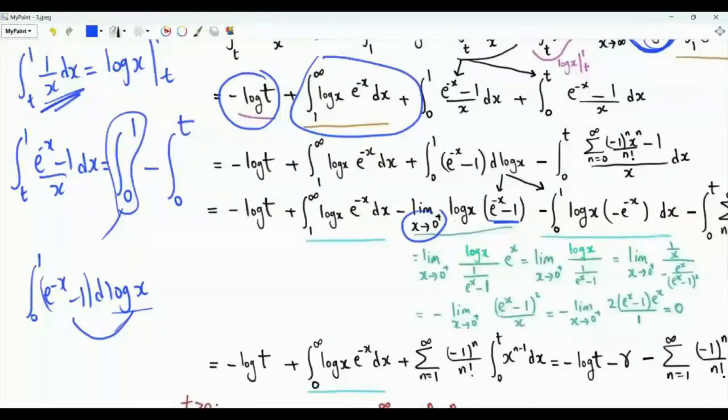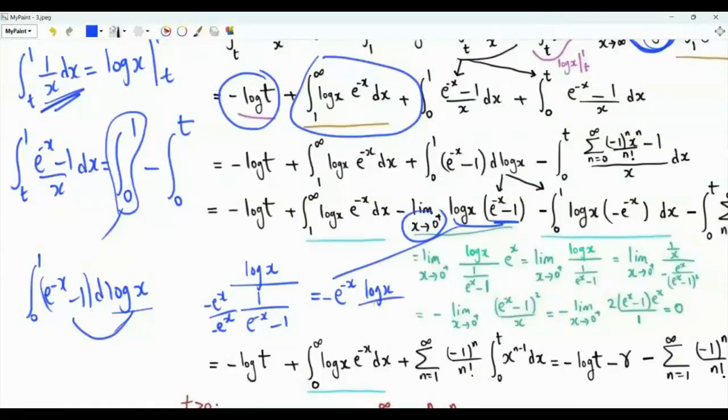We can write this product as log x divided by 1 over (e to the minus x minus 1). We can multiply by minus e to the x over minus e to the x. This gives minus e to the minus x log x divided by 1 over (e to the x minus 1). This minus sign goes with that minus sign, and we have here e to the minus x, which tends to 1 as x tends to 0. We are left with the limit of log x over 1 over (e to the x minus 1). If x tends to 0 from the positive side, this tends to minus infinity, and this tends to plus infinity.